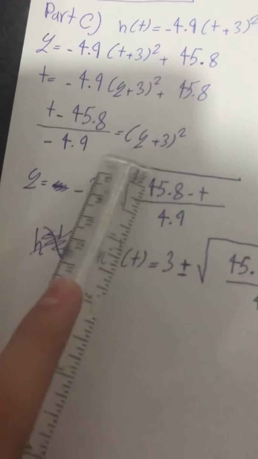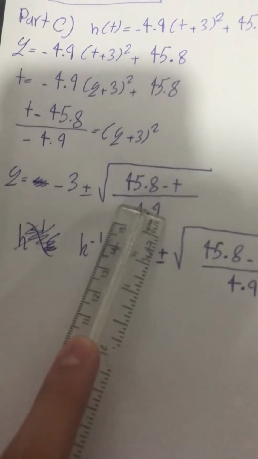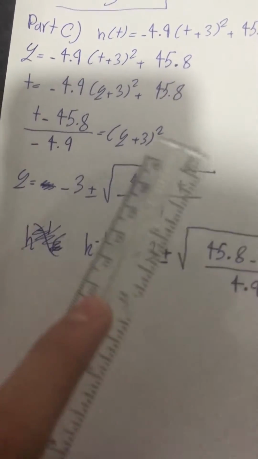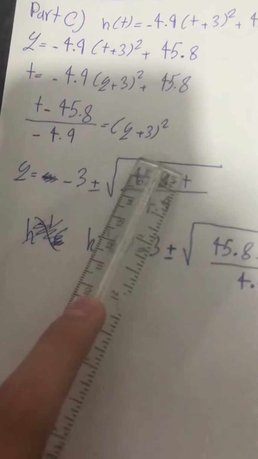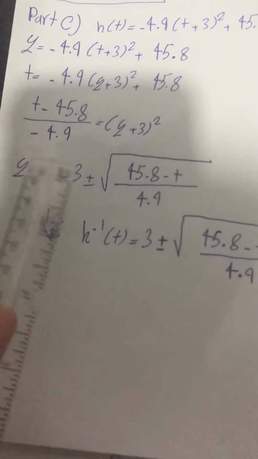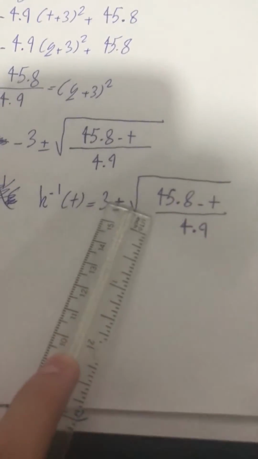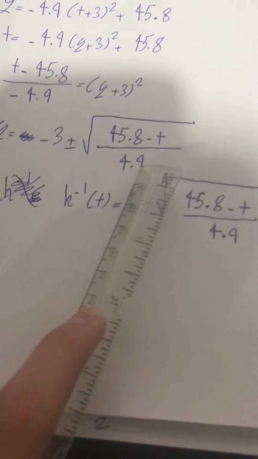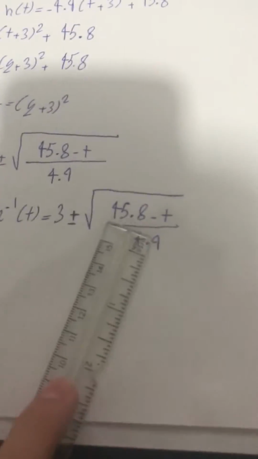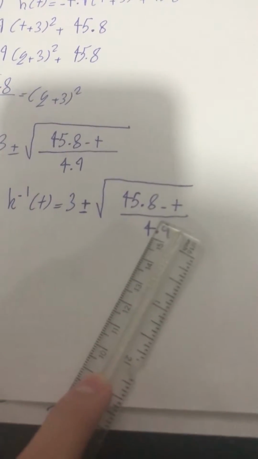And we complete the equation and then we use the quadratic formula to find the final answer. So as you can see, I write the quadratic formula and I complete it down, and here I write the final answer, and here h inverse of t, the inverse function. As you can see here, this is my final answer.